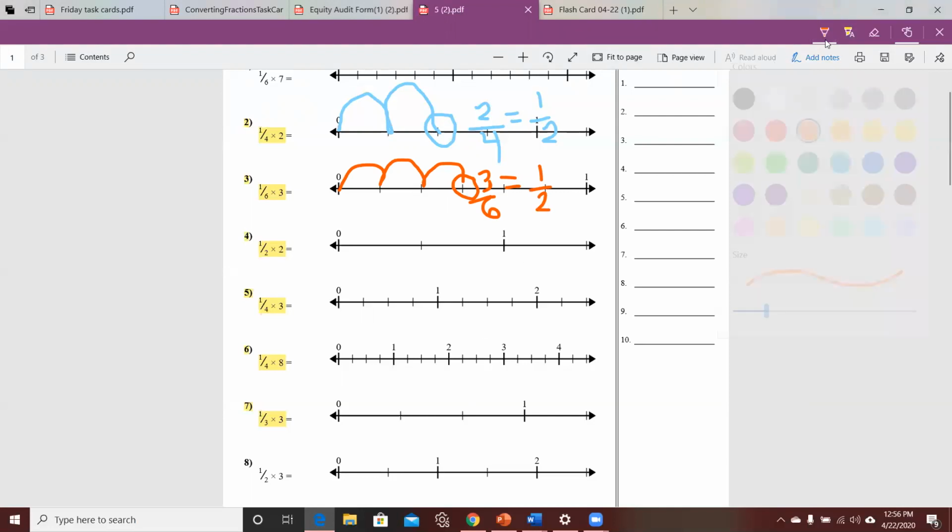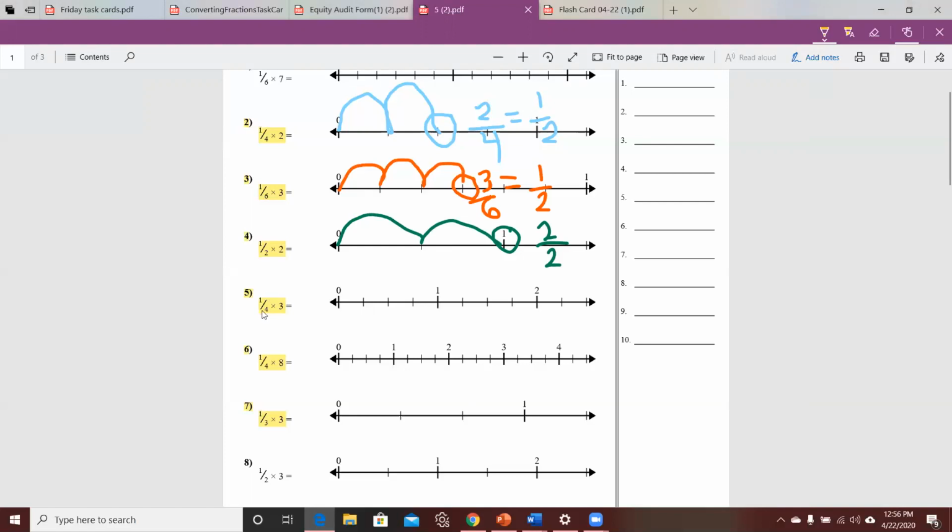Okay, number 4 is 1/2 times 2, which is the same as 2 times 1/2. So we could say 2 groups or 2 jumps of 1/2. So here's a half, but we got to make 2 jumps. 1, 2. What did we end up on? 1. As a fraction, though, this is 1/2, that would be 2/2. So the correct answer is 2/2, or you could say 1, because we know 2/2 is the same as 1.